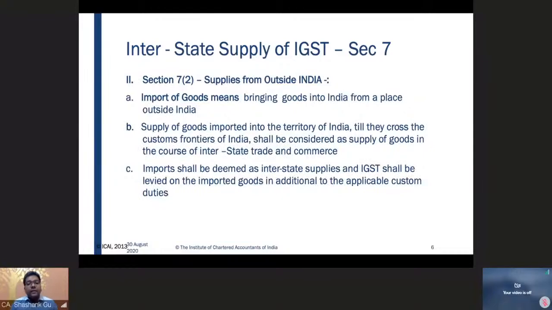Supply of goods imported into the territory of India till they cross the customs frontiers of India shall be considered as supply of goods in the course of interstate trade and commerce. So what are they saying? That till they cross the customs frontiers of India. Now what is the importance of the customs frontiers of India?